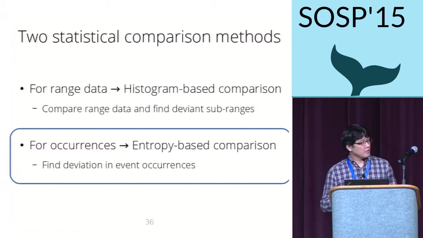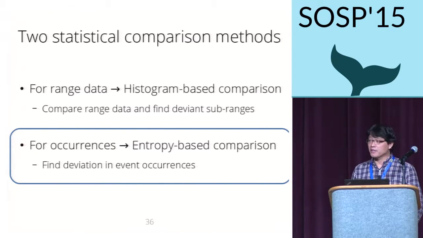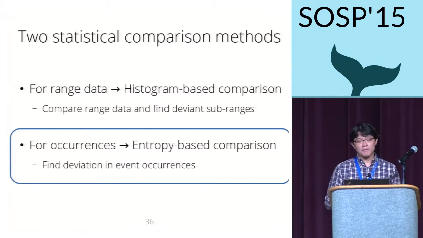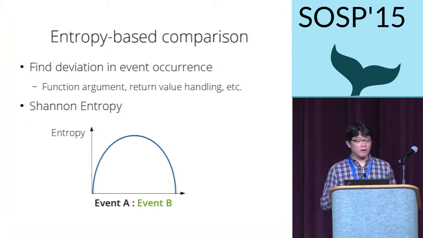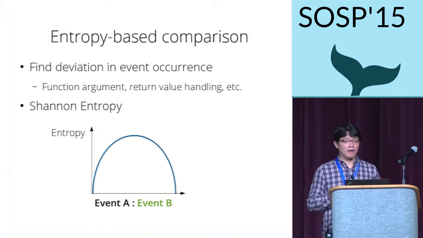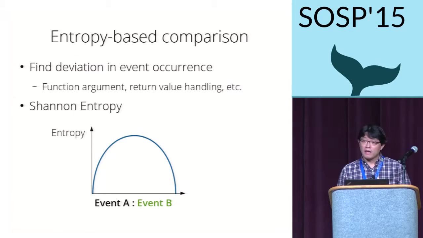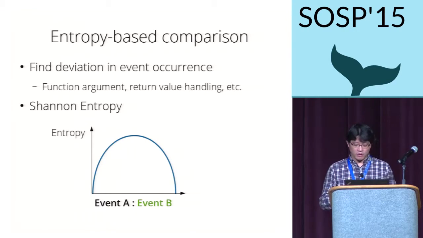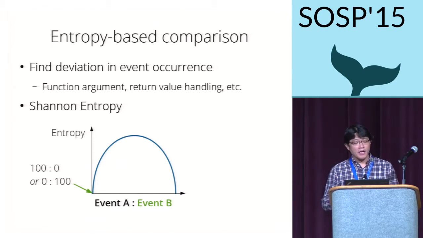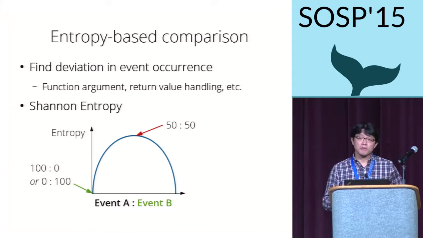The second type of data in path information is event occurrence. And in order to find the deviant event, we propose event-based comparison. In our system, function argument usage and the pattern of return value handling can be modeled as an event occurrence. For the entropy, we use the classical Shannon entropy function. Let's suppose that we have 2 types of event, A and B, and this graph is a classical Shannon entropy graph, where the x-axis represents the ratio between the 2 events, and the y-axis represents the entropy value. If only one of the events occurs, the entropy value will be 0, the minimum, and if both of the events occur completely randomly, so that the event occurrence is the same, the entropy value will be the maximum.